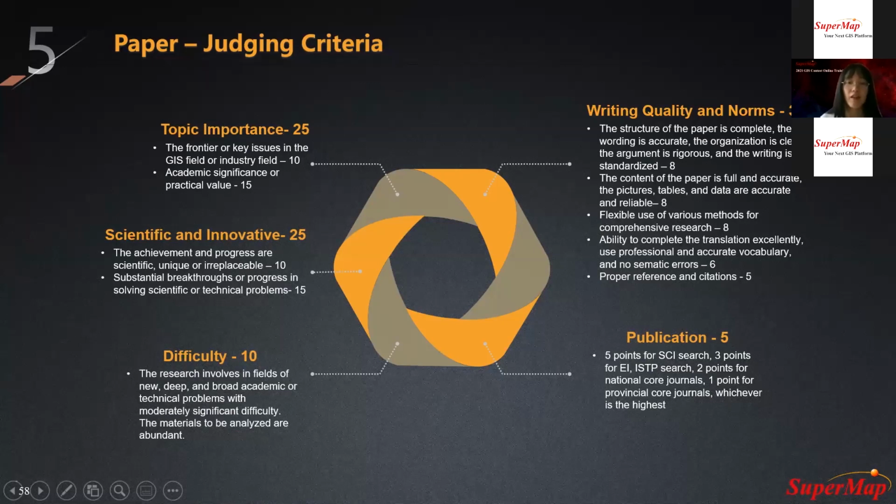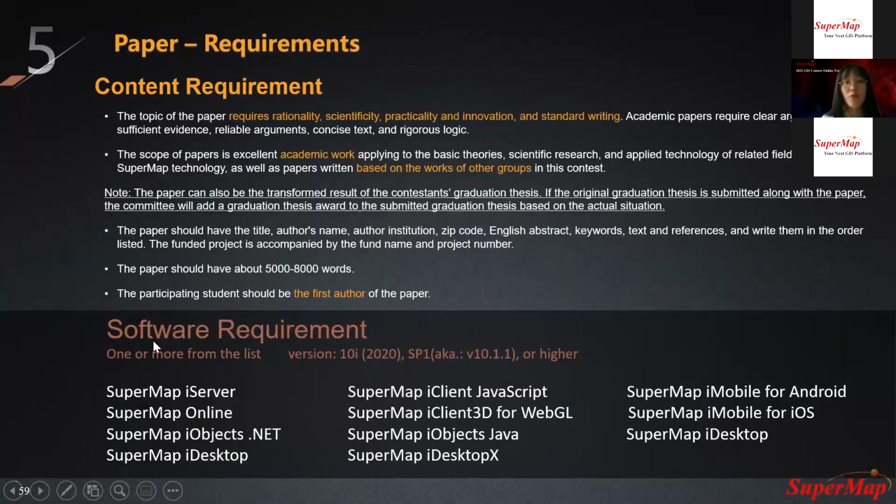And there is honestly no limit on what kind of software you want to use for your paper, as long as you use SuperMap products. And there are some content requirements. First, your paper should have rationality, scientificity, practicality, and innovation. And it follows the principle of standard writing.